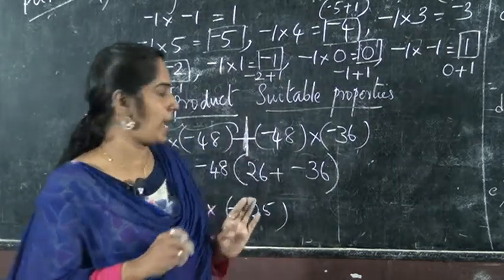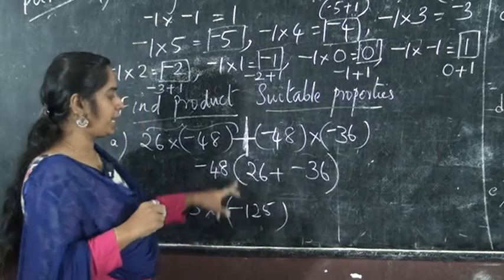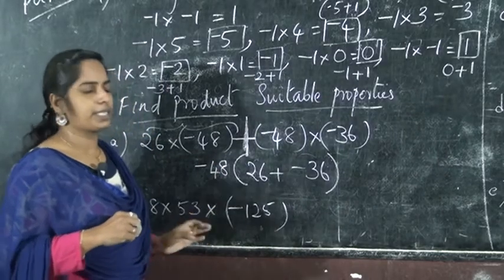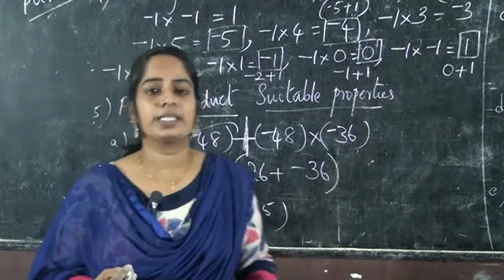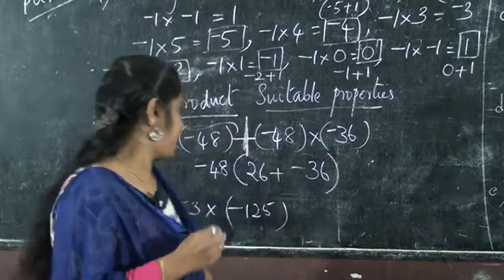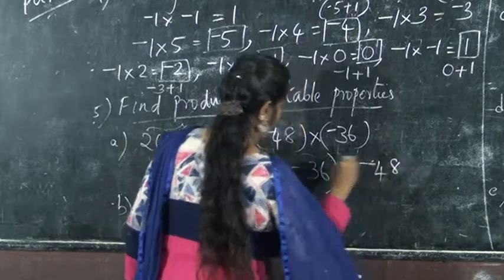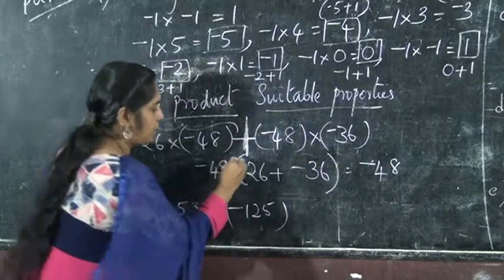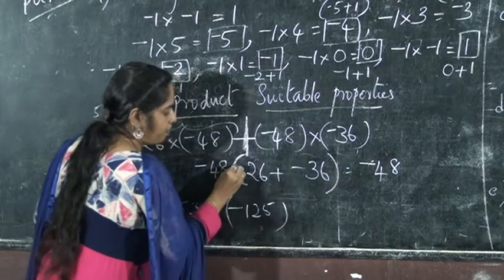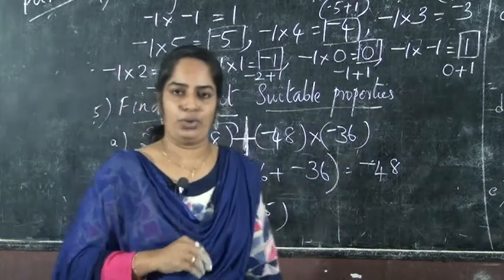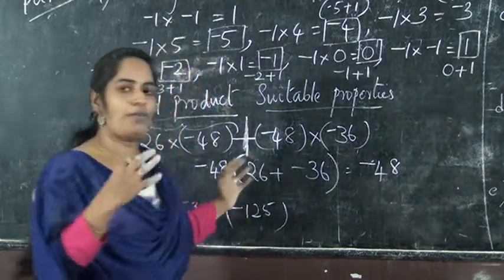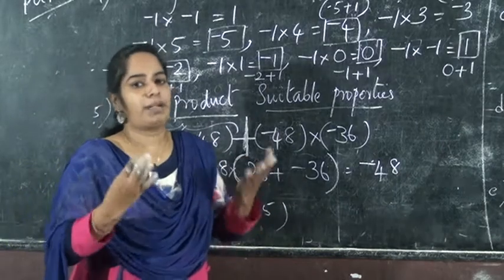Okay, children, you understand? So here minus 48 into 26 minus 36. What is 26 minus 36? Minus 10. So here it will be easy. That is minus 48 into, here the bracket means we are multiplying. You all know, isn't it? When they tell 2 bracket 3 and all, it is multiplication there.